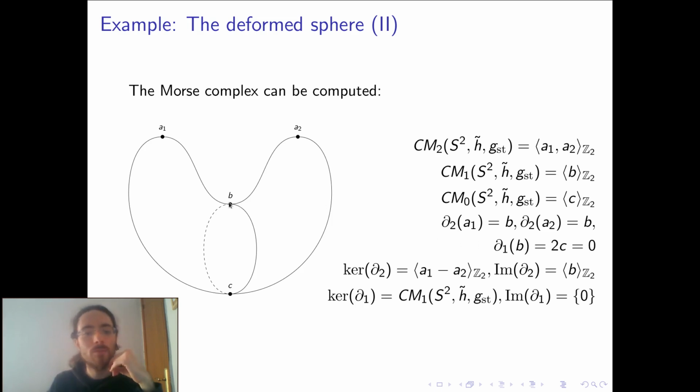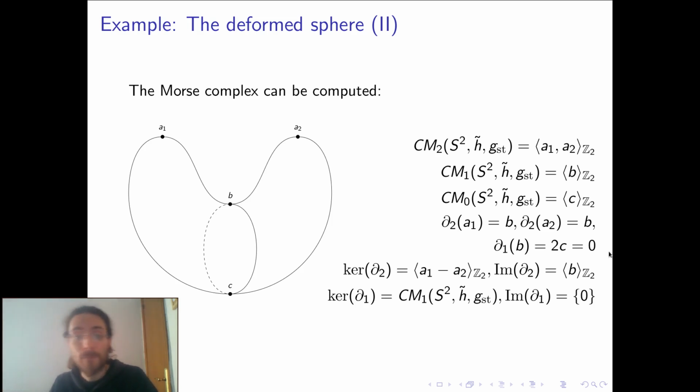If you compute the moduli space between B and C, you'll find that you have 2 trajectories, the one here and the one here. So the boundary map of B is 2 times C. But as we are working in Z2, this is just 0. So this partial delta 1, to call it some way, is just 0.